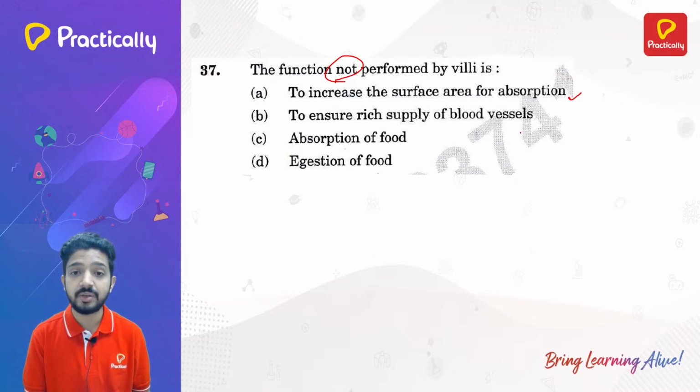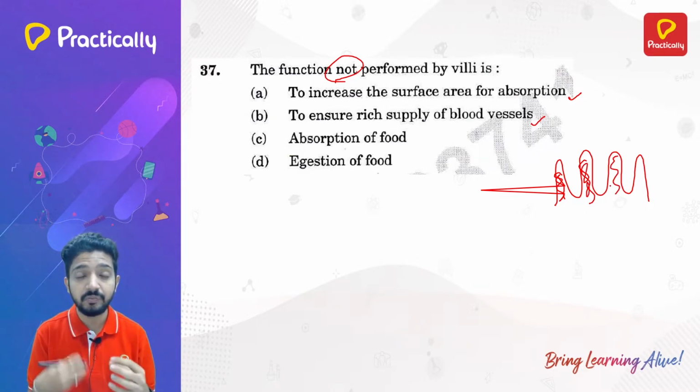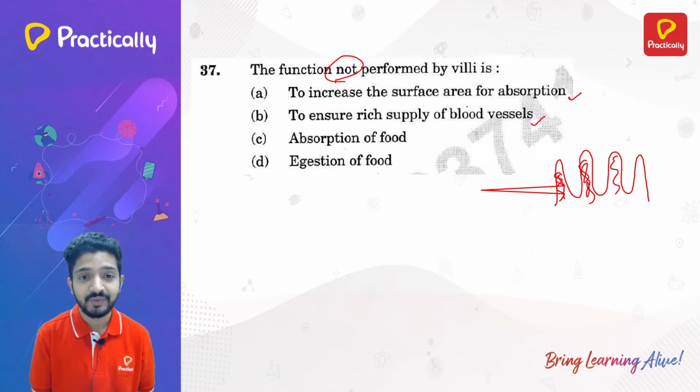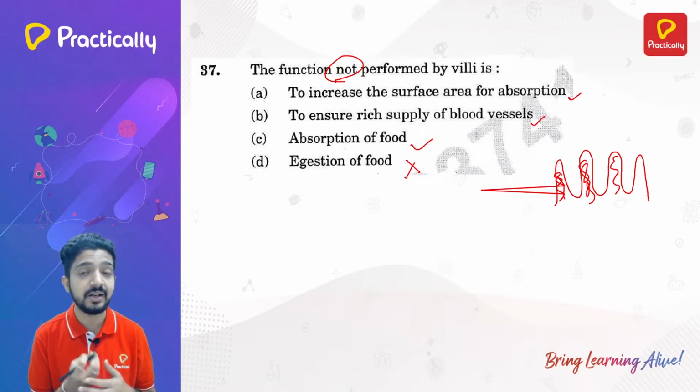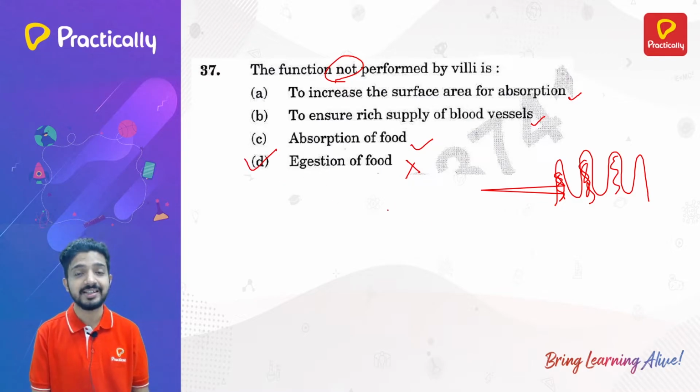To ensure a rich supply of blood vessels, yes, because we all know that villi are the finger-like projections present in the small intestine, and they do have an extensive network of blood vessels. These blood vessels will increase the amount of blood flowing, so that more and more nutrients are absorbed. So yes, absorption of food is also true. Egestion of food is not true, since egestion is a process carried out by the rectum and anus. Hence, the correct answer for the 37th question is D.